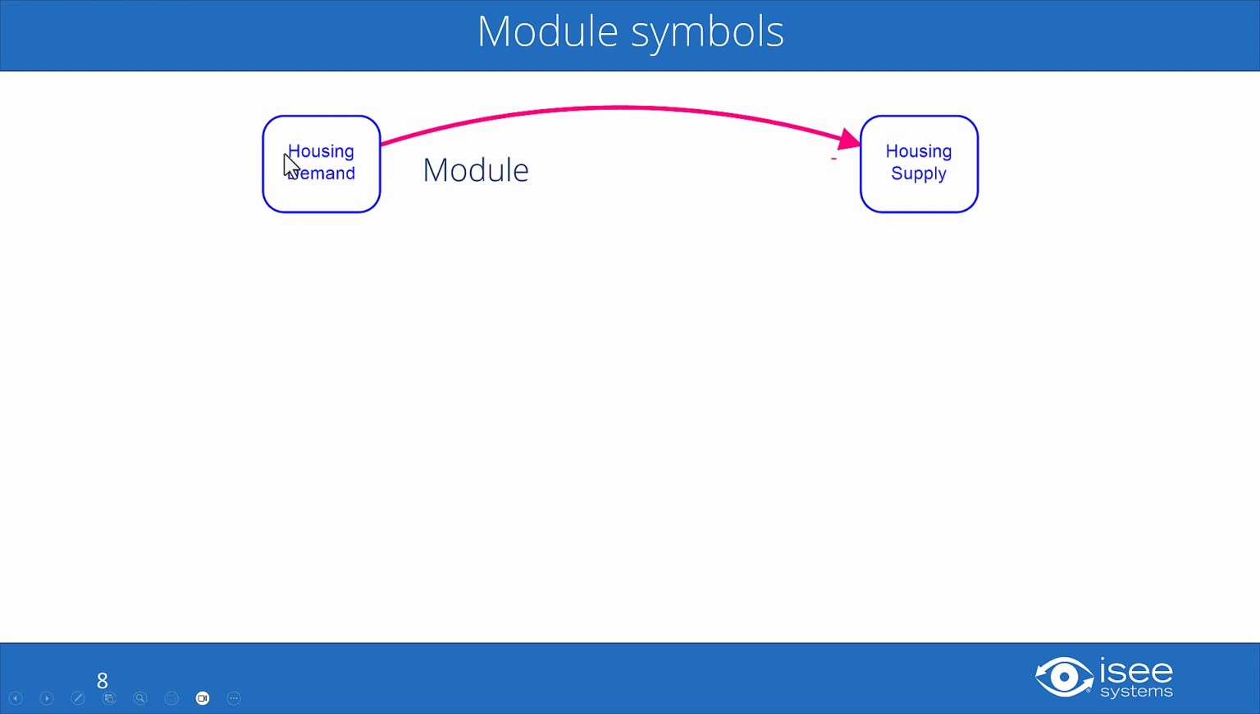Okay, so these are module symbols, these round cornered rectangles. And the name, I drag the name into the middle. It's normally on the top, just as it is with a stock.